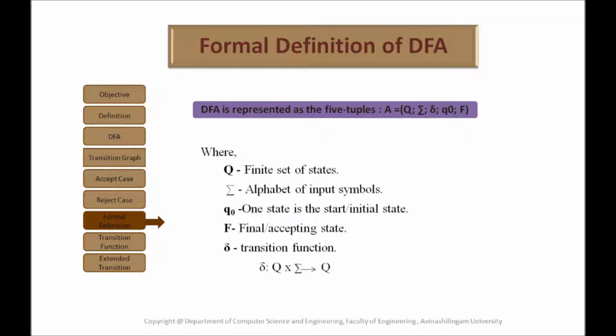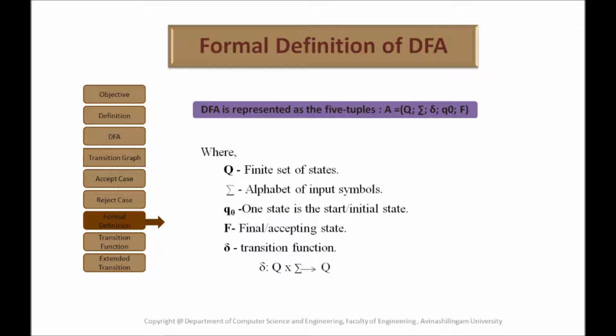From a state, using the alphabet in Σ, it goes to some other state. So that is represented by Q × Σ → Q. Q0 is the initial state or start state. F is the final state or accepting state. So this is the formal definition of DFA.